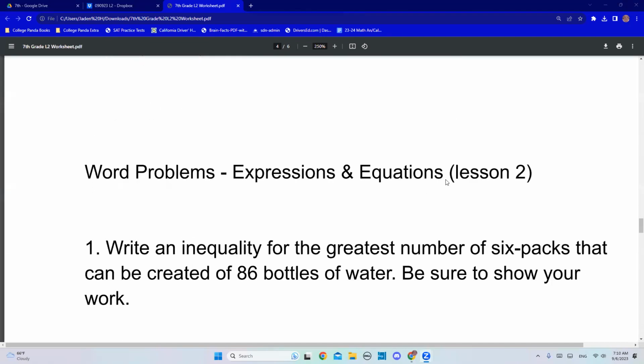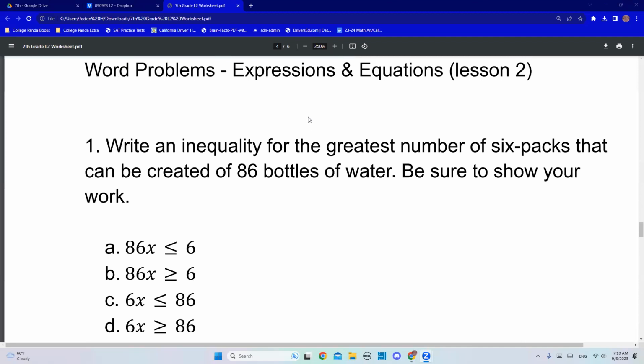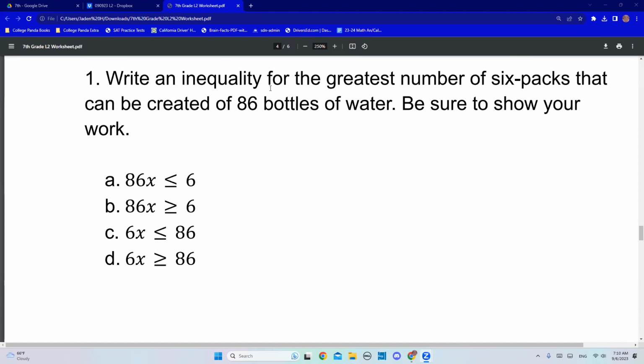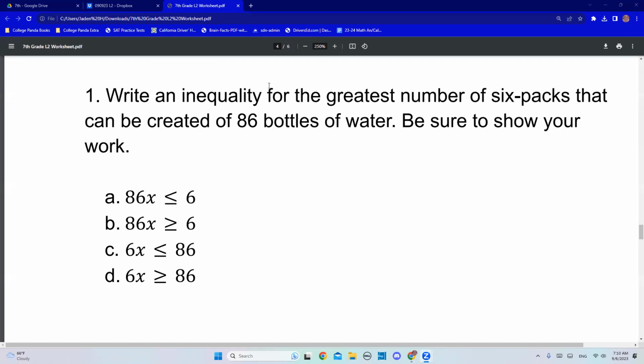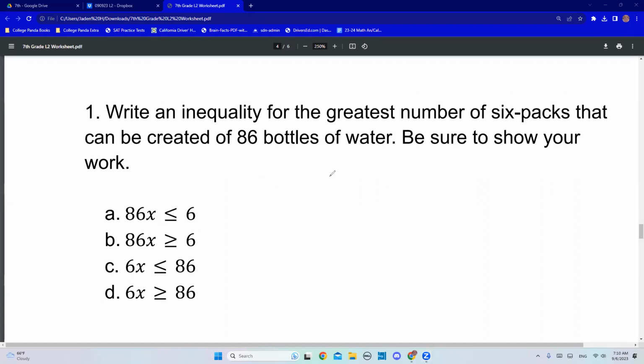All right. Write an inequality for the greatest number of six-packs that can be created of 86 bottles of water. Be sure to show your work. So let x equal the number of packs.